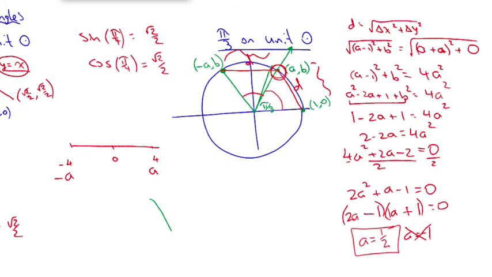You plug it back in. Into the original? An easier formula would do it. Go back to here: A squared plus B squared equals 1. And this is A, so 1/2. A half squared plus B squared is equal to 1. A quarter plus B squared is equal to 1. So B squared is gonna be equal to 3/4.